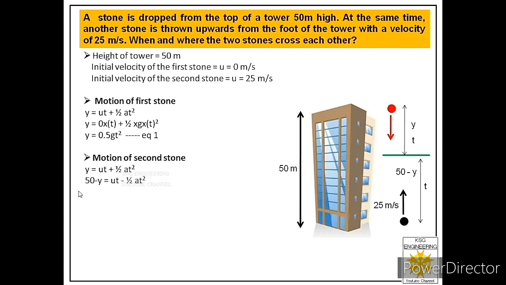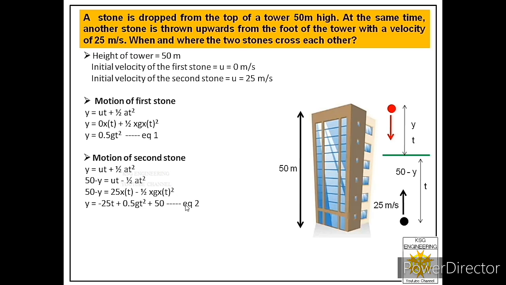So we will get 50 − y = ut − ½gt². So minus is because of acceleration due to gravity acting in downward direction, and motion of the stone is in upward direction. So this will be reduced to 50 − y = 25t − ½gt². So from here we will get y = −25t + 0.5gt² + 50. So in this equation we have two unknowns, y and t. So we will call this equation number 2.